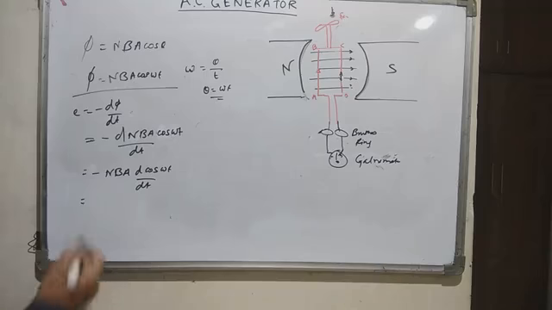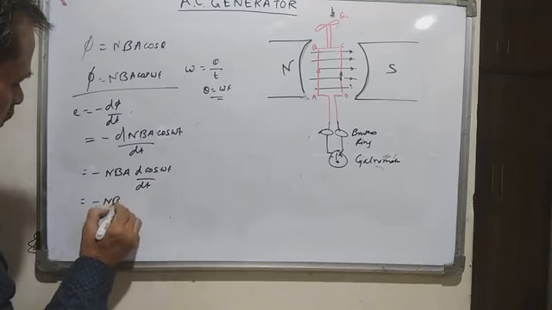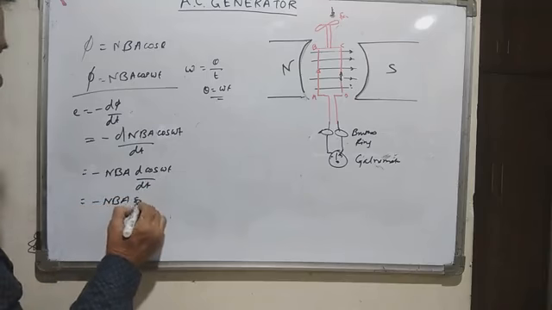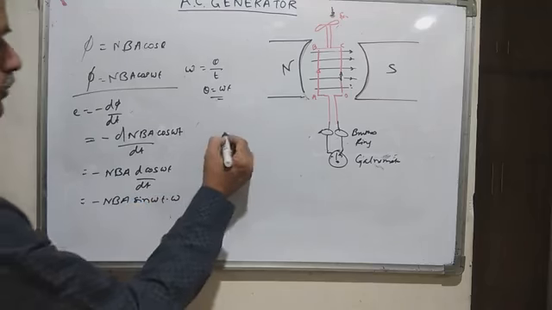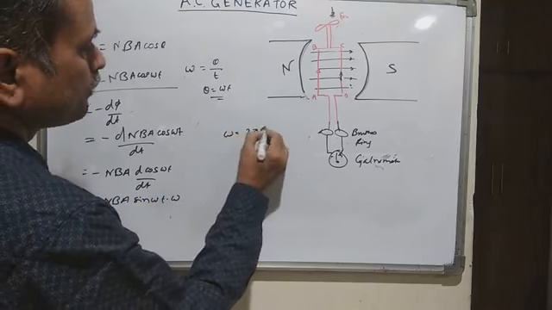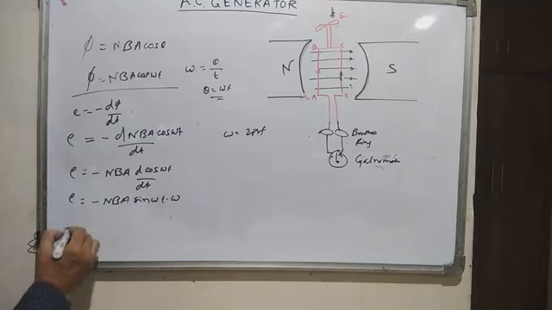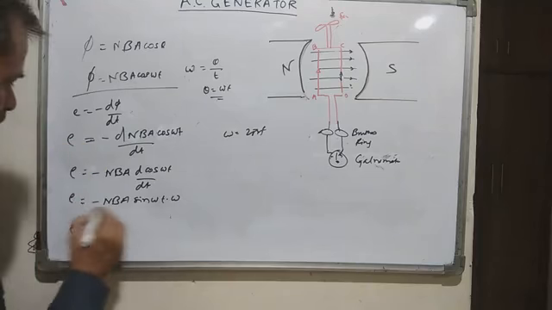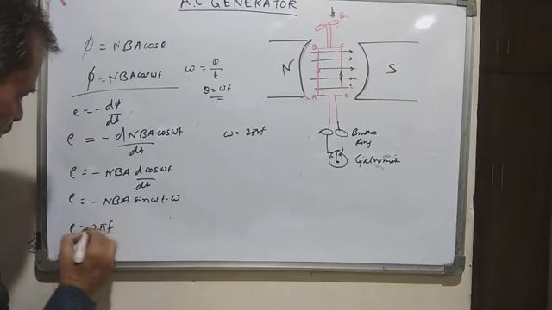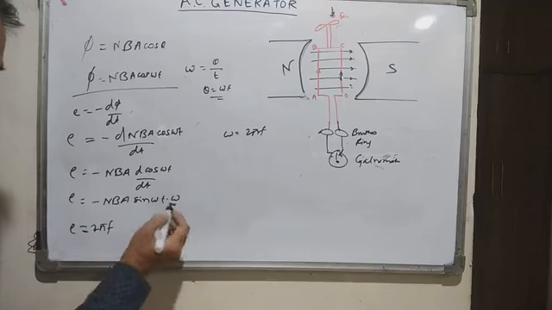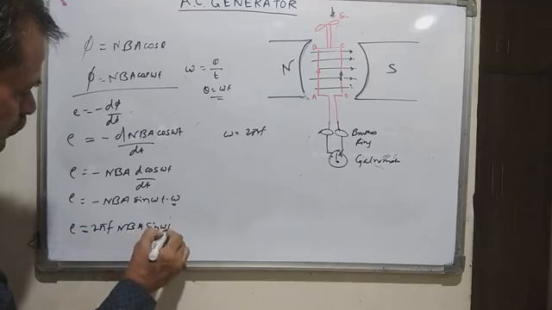Now you are all good in mathematics, so the derivative of cos omega t is minus sin omega t. So we get minus N B A sin omega t and then omega. But omega equals what? Omega equals 2 pi f. So there will be 2 pi f, since omega is equal to 2 pi f, and B A sin omega t.